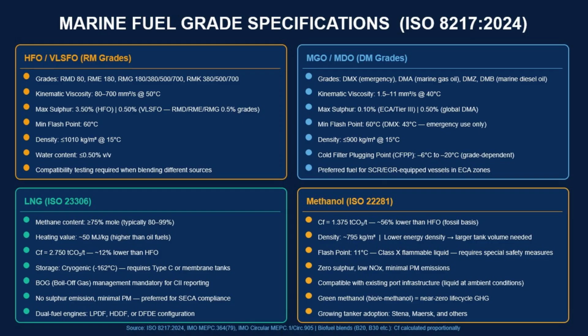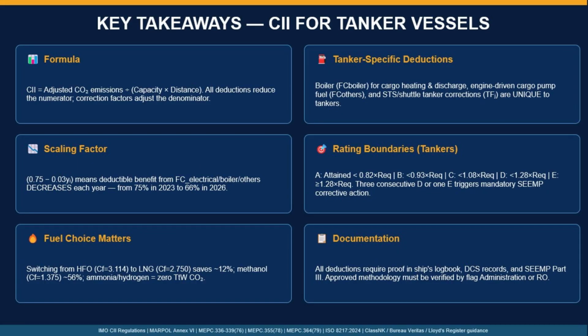Methanol provides much lower carbon emissions and can be stored at ambient temperature, although it requires additional safety measures due to its low flash point. Biofuel blends use carbon conversion factors calculated according to IMO Circular MEPC.1/Circ.905. Let us summarize the entire CII calculation process.